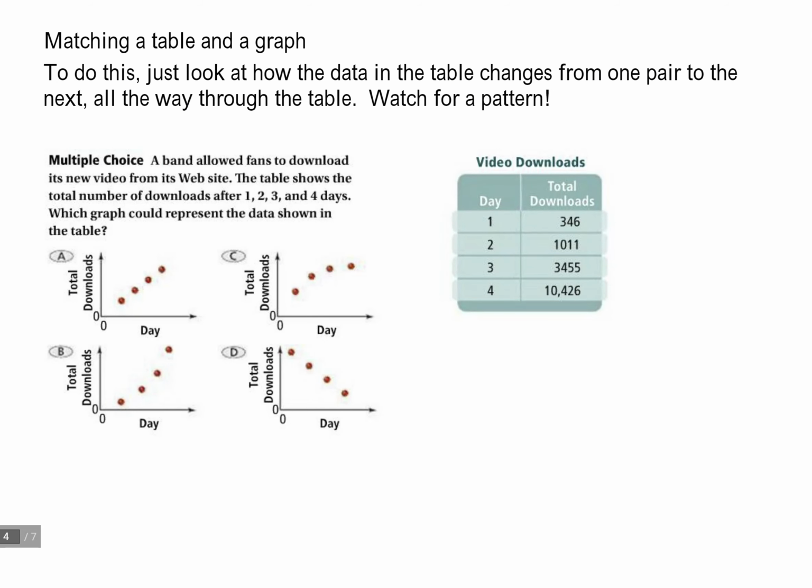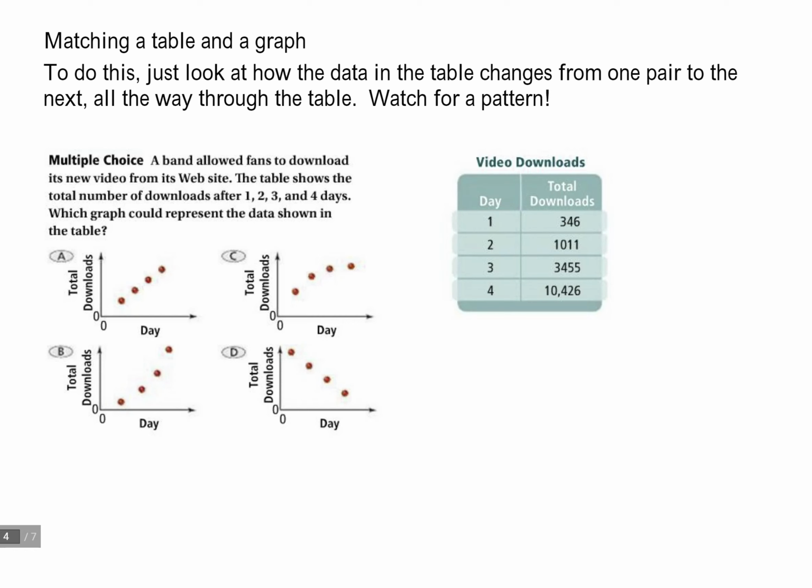Okay, so matching a table and a graph. What we're going to do is look at the data in the table that they gave us, the table on the right, and look at how we go from one ordered pair to the next to the next. We're looking for a pattern. This is a multiple choice question, so we look at the patterns given to us in the graphs and try to match up what's going on.